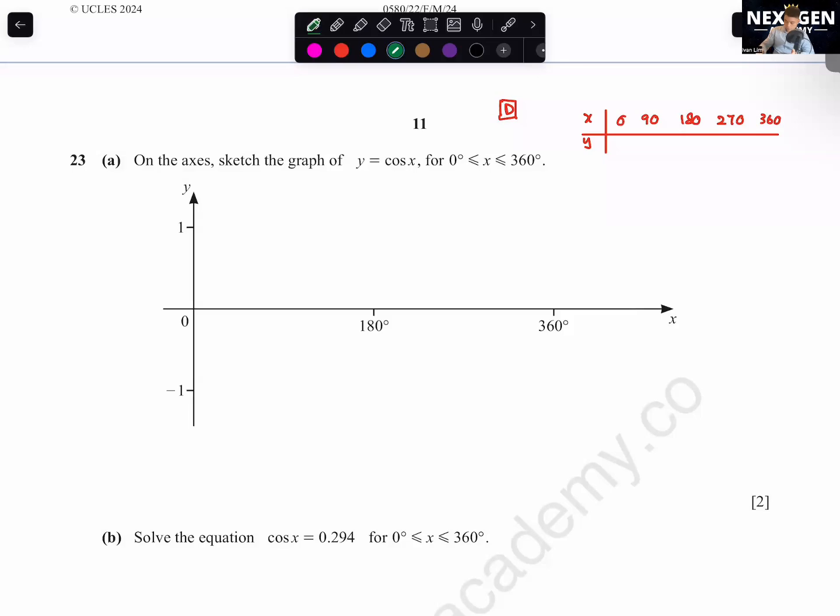So this time you will get 1, 0, -1, 0, and 1. Take down these points: 1, 0, -1, 0, and 1. But you need to remember generally how the graph looks like. You cannot do like that, these are wrong. It's like a wavy line like that for both sine and cos. Okay, like this.